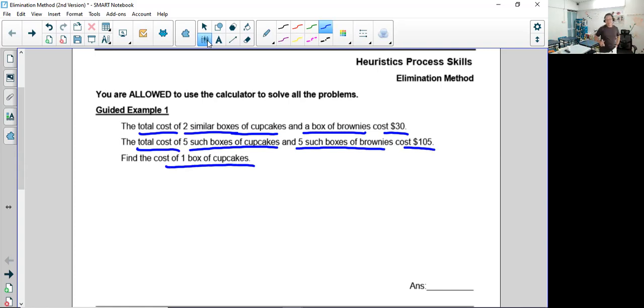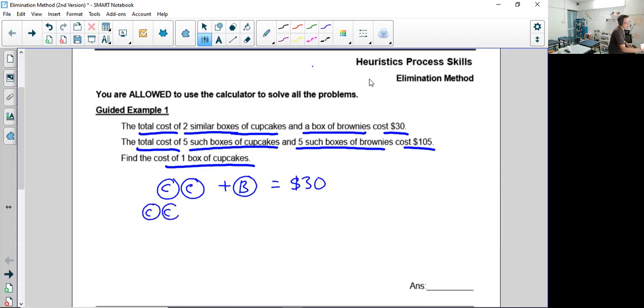In school, what we do is teach our students to draw pictures, if they are lower primary or primary 4. What do I mean by pictures? Something like this: you have two boxes of cupcakes and one box of brownies, and the total will be $30. And then you have 5 boxes of cupcakes and so on. So this is what we do.